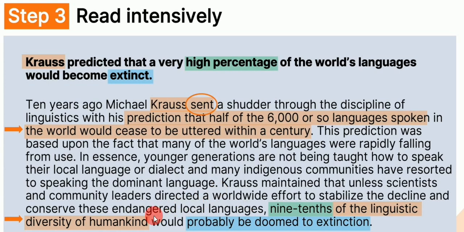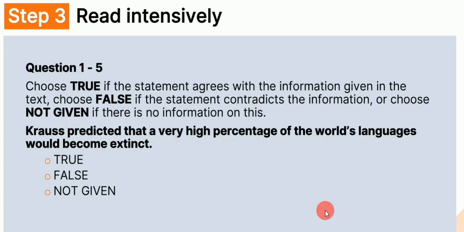The last sentence states that 9/10 of the linguistic diversity of humankind would probably be doomed to extinction. 9/10 is 90%, which is a very high percentage. So, the final answer is true.